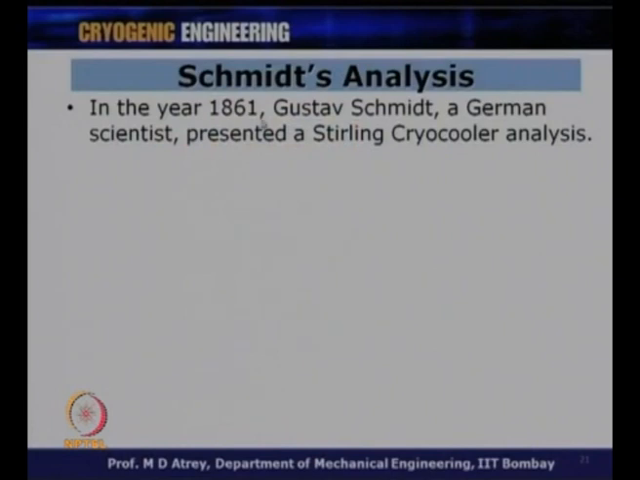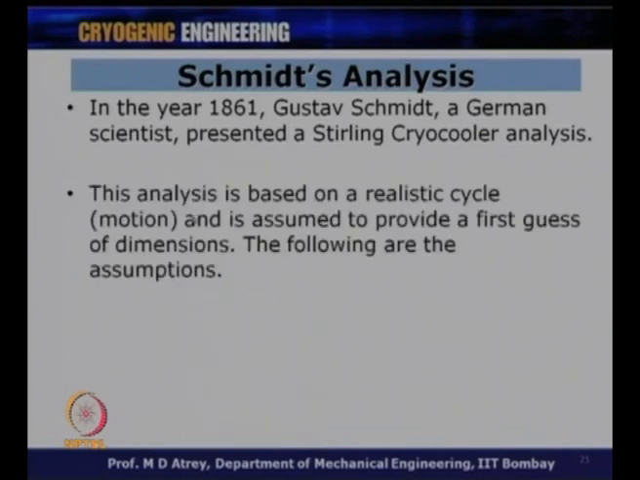In the year 1861, Gustav Schmidt, a German scientist, presented a Stirling cryocooler analysis. This analysis is based on a realistic cycle from the motion point of view. As we saw, discontinuous motion is not possible, and Schmidt considered a continuous, sinusoidal motion, which is a more realistic kind of motion, to provide a first guess of dimension.